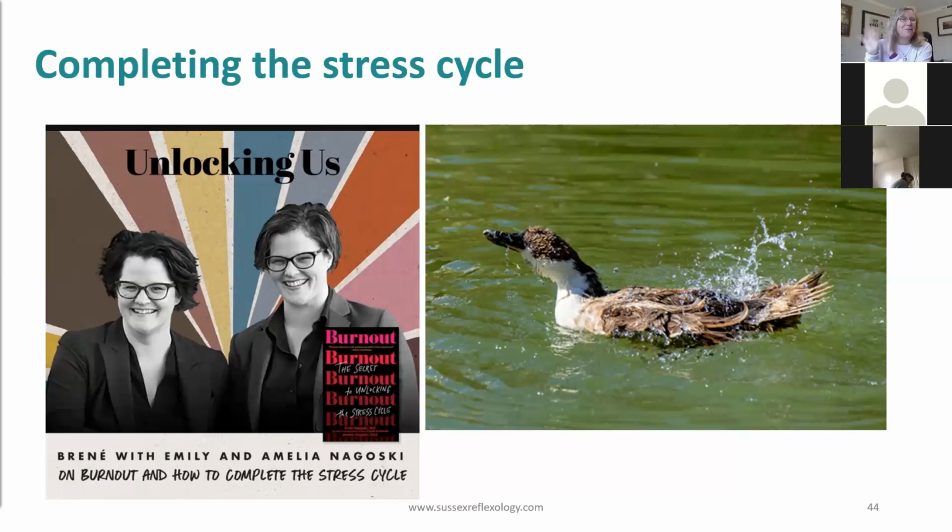So the duck is for me that visual reminder: shake off those stress hormones, Helen, and get it out of the system. But the other part is to make sure that your brain feels safe. And that comes from breath work, meditation, havening, getting your oxytocin levels up, self-kindness, compassion, all of these things.